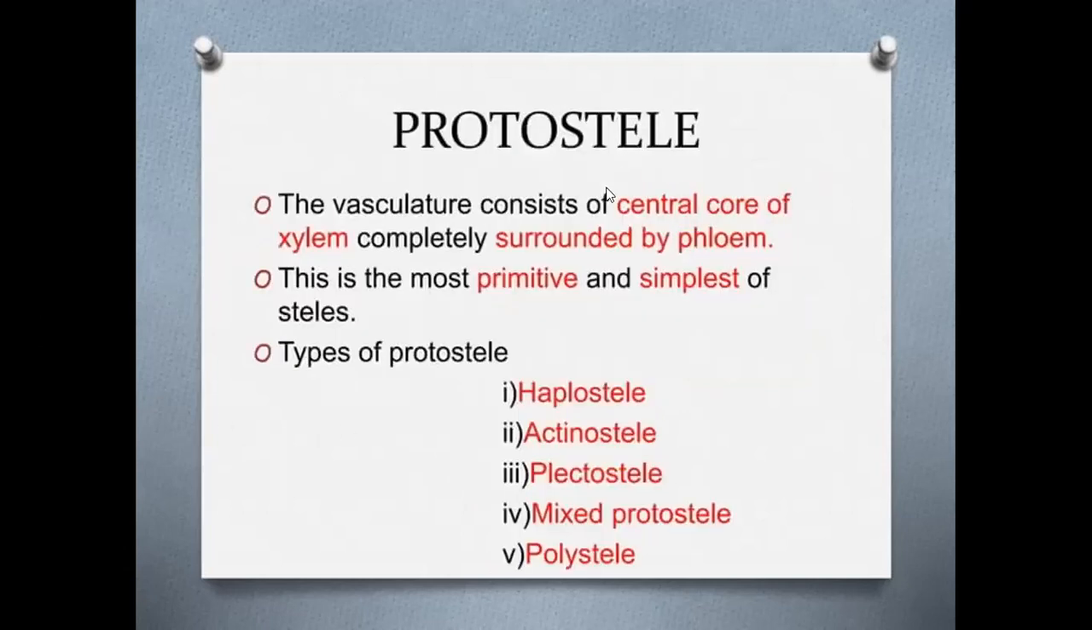Now we'll discuss what we mean by the protostele. The vascular cylinder consists of a central core of xylem completely surrounded by the phloem. That we call the protostele condition, and it is the most primitive and simplest type of stele. The different types of protosteles we come across are haplostele, actinostele, plectostele, mixed protostele and polystele conditions.